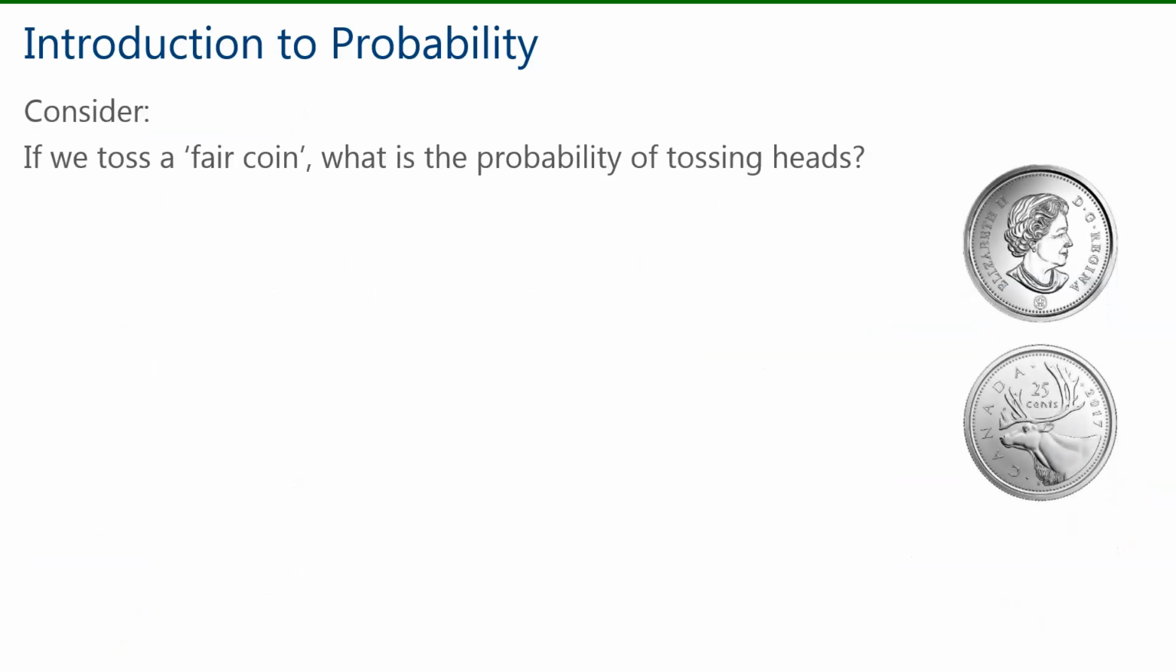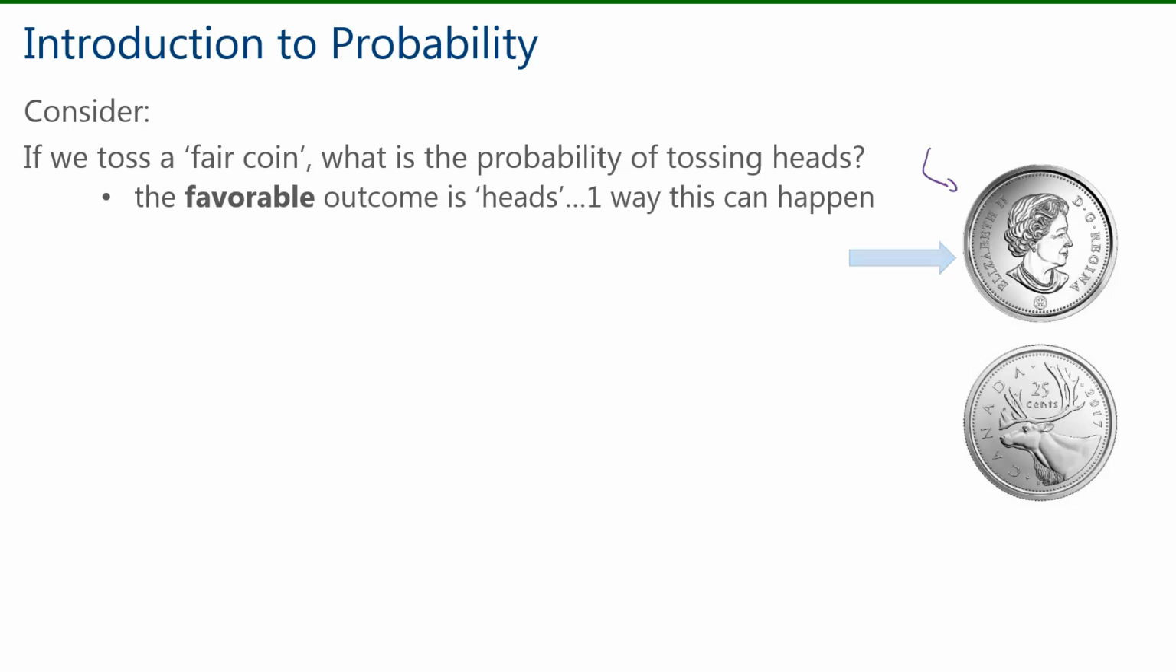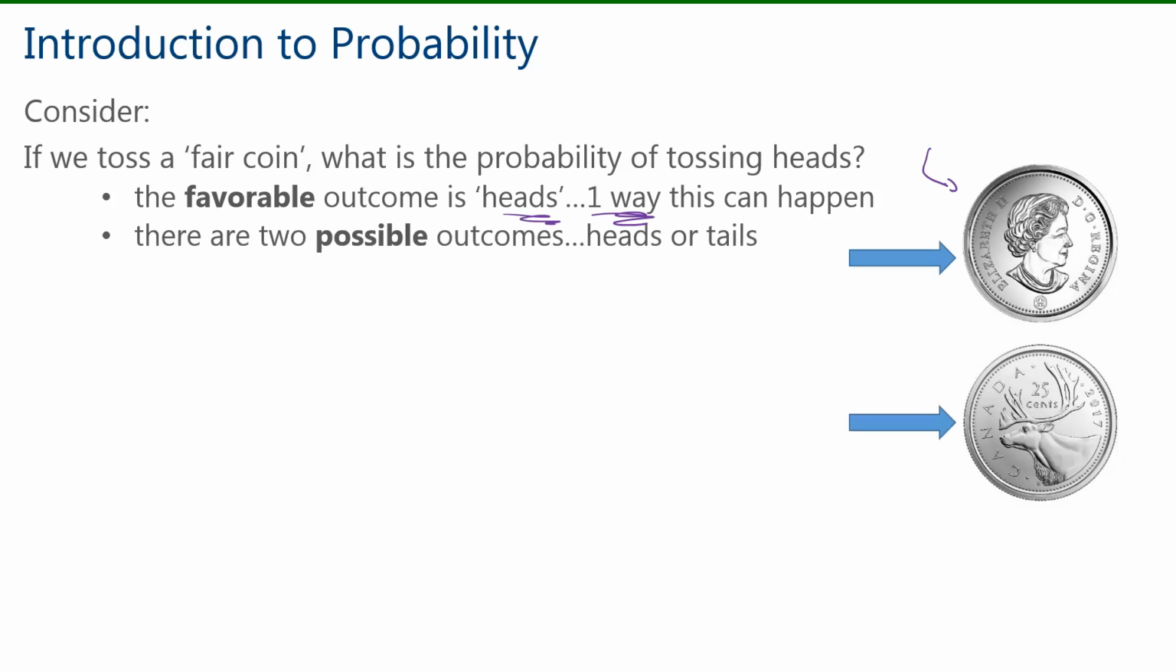Let's consider tossing a fair coin. What's the probability of tossing heads? The favorable outcome here is heads, and there's only one way this can happen. We have two possible outcomes. It could be heads or tails.